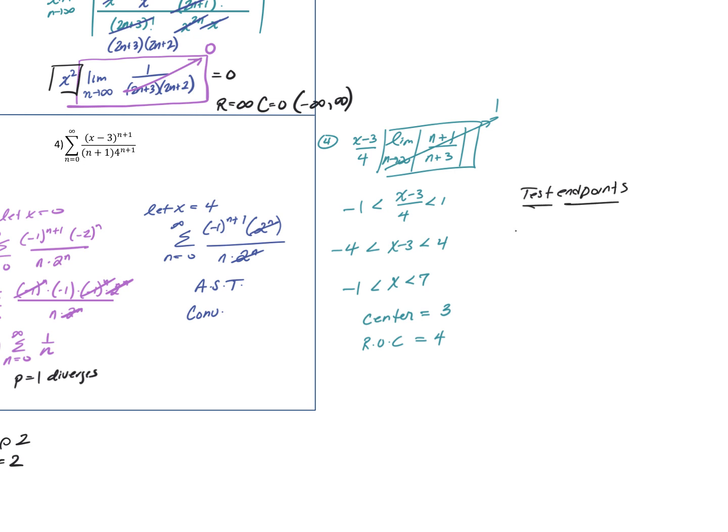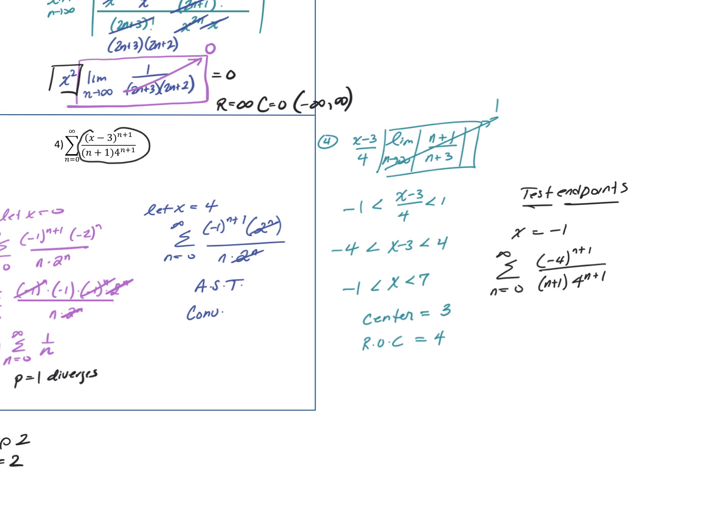We start with x equals -1. I'm plugging it into here. So -1 minus 3 is -4. So we have the sum from n equals 0 to infinity. So we're going to get -4 to the n plus 1 over n plus 1, and then 4 to the n plus 1.